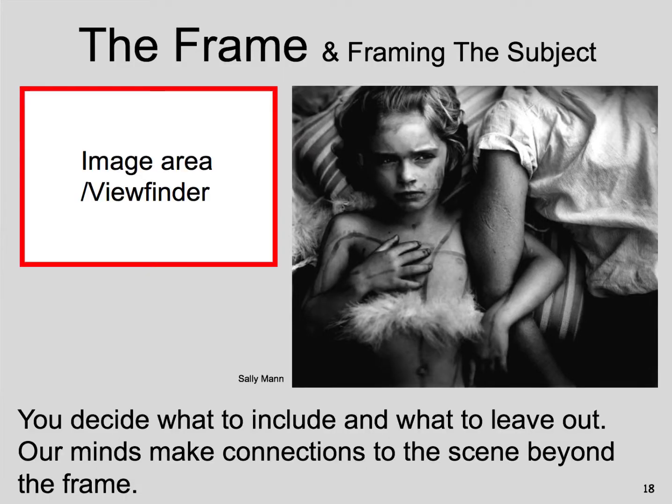The frame itself and framing the subject. We're thinking about when you look through the viewfinder or the back of the camera, and you decide what to include and what to leave out. Our minds make connections to the scene beyond the frame. So even though I don't see everything because of this tight crop, I get a sense of the second person. We have this one child holding the arm of what appears to probably be an adult, just because of the size difference there. And so we get kind of a relationship even though we don't know exactly who that person is. And we're connected to parts of the scene beyond what is actually in the frame.